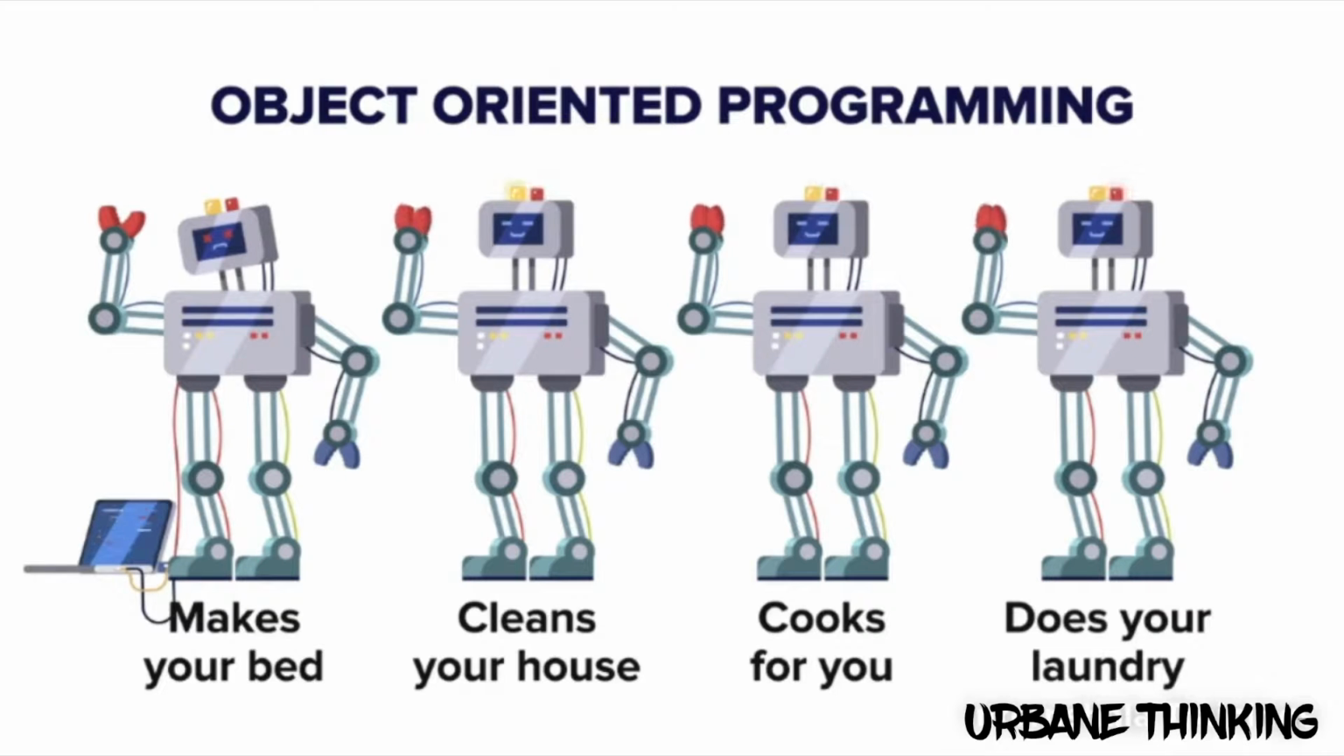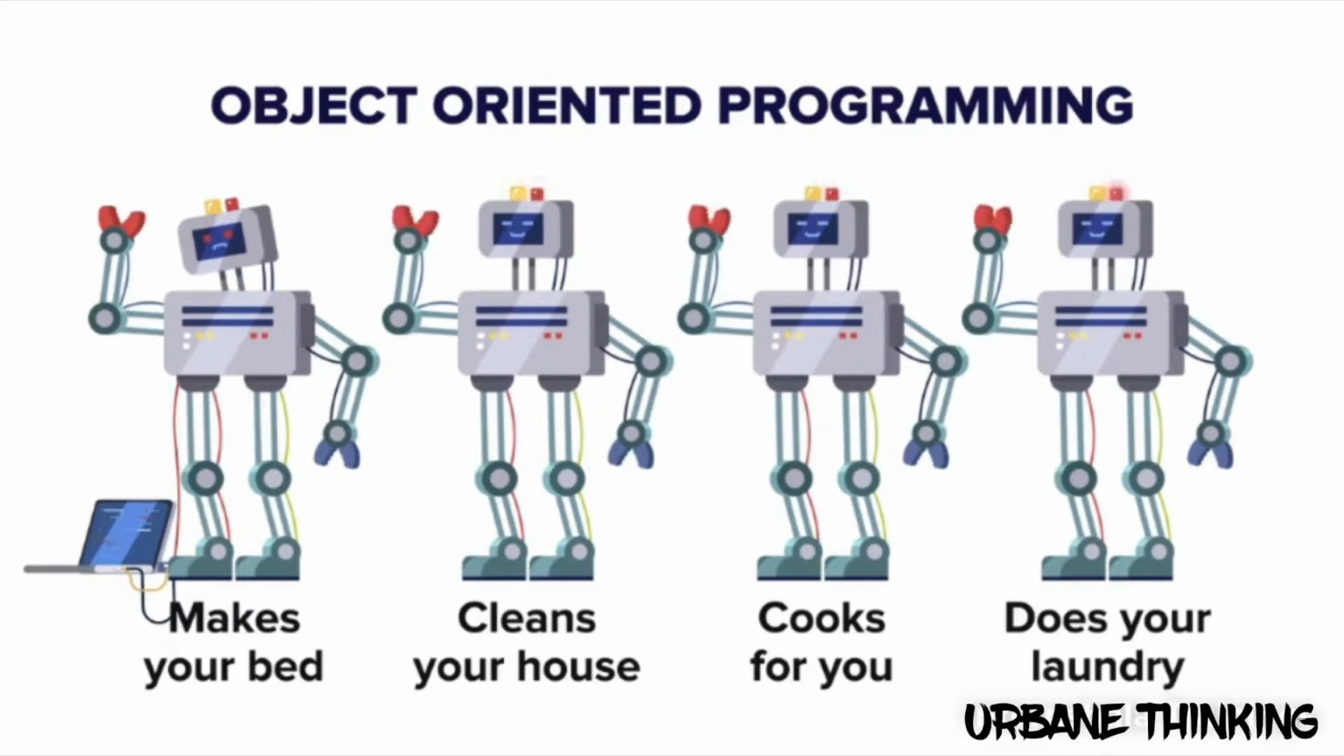On top of that, you can choose to replace Robot 1 with another smarter and better robot without affecting the other robots. This is what we call object-oriented programming. We break down the program into different parts or objects to make the whole process more efficient and manageable.